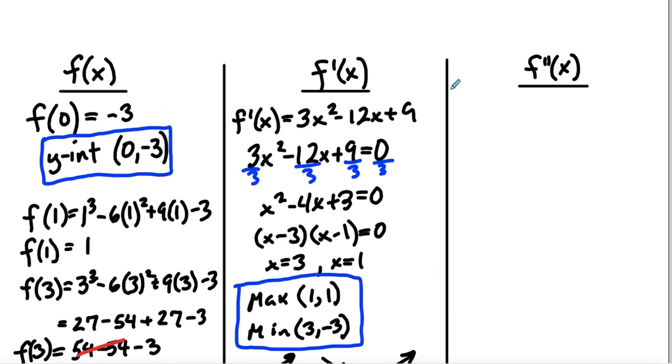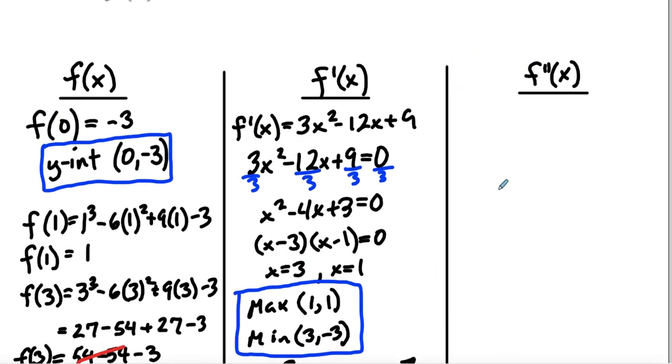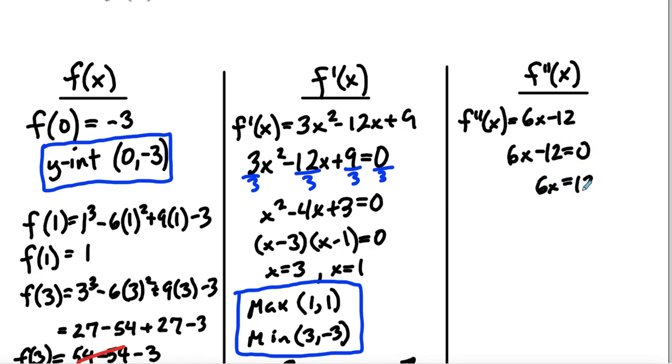Okay, now last thing is I need to figure out my points of inflection if there are any, right? And if there's still an x here when you take the second derivative, then there will be a point of inflection. Notice it should also be right in between the maxes and mins. So if I look at this, this is my second derivative. 6x minus 12 equals 0. 6x equals 12, and x equals 2.